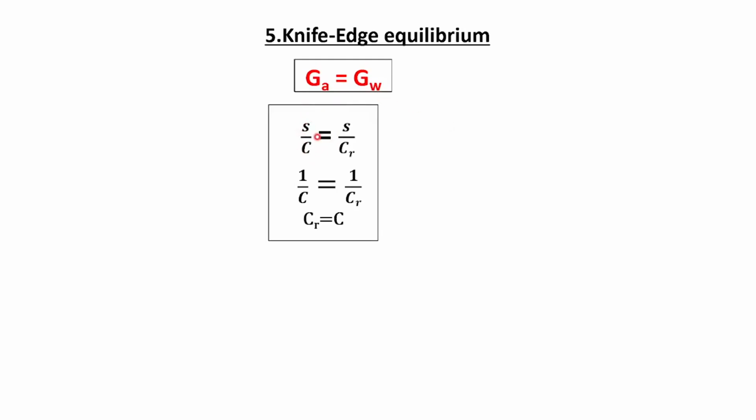Here actual growth rate means S by C and warranted growth rate means S by CR, where S means saving rate, MPS, and C means actual capital output ratio, and similarly CR means expected or required capital output ratio. So after mathematical operation, S and S cancel and we get 1 by C equals 1 by CR, and after cross multiplication we get CR equals C. That means when actual growth rate is equal to warranted growth rate, the expected capital output ratio also equals the actual capital output ratio. Here you need to remember this equation.